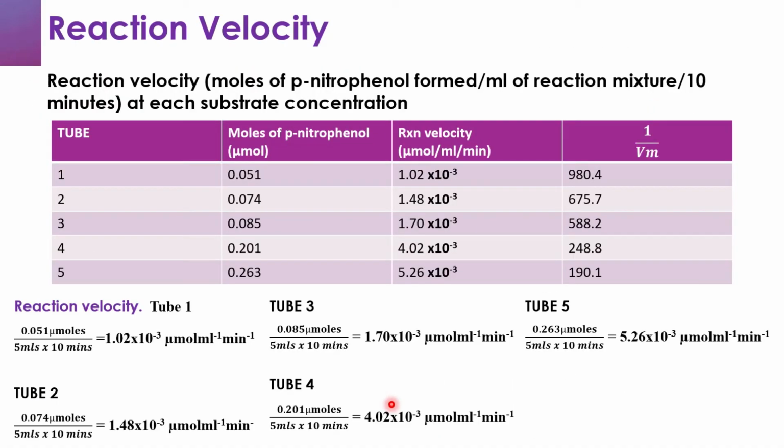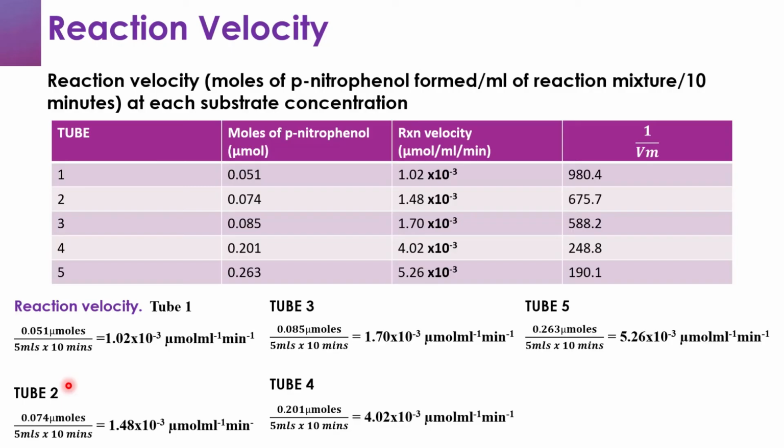So now let us calculate the reaction velocity for each of the reactions. Given that the reaction velocity is equal to the moles of p-nitrophenol formed divided by the volume of the reaction mixture and the time for incubation. To do this, we know that for the first test tube, the moles of p-nitrophenol formed is 0.05. For the second test tube is 0.074. The third test tube is 0.085. The fourth 0.201, and the fifth test tube is 0.263 as shown in the table here.